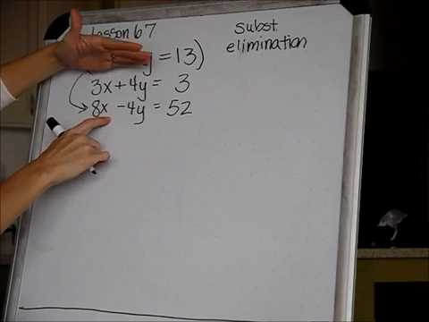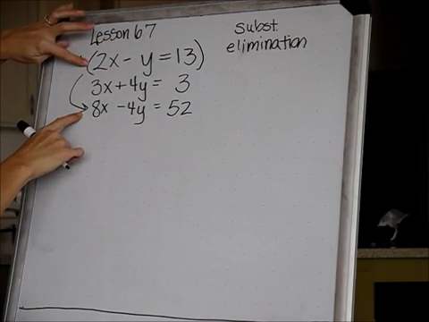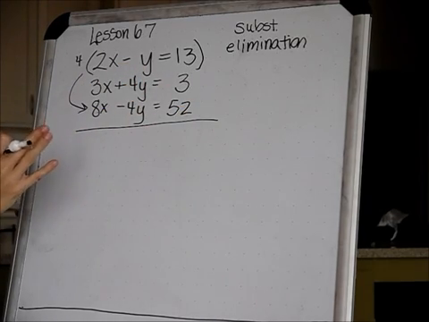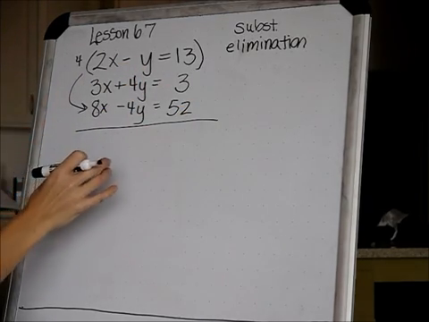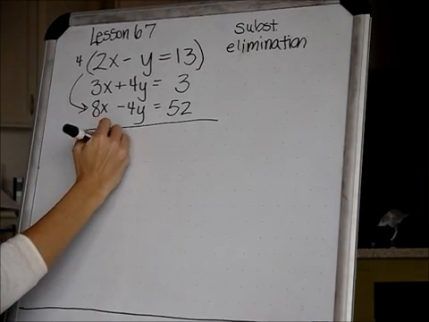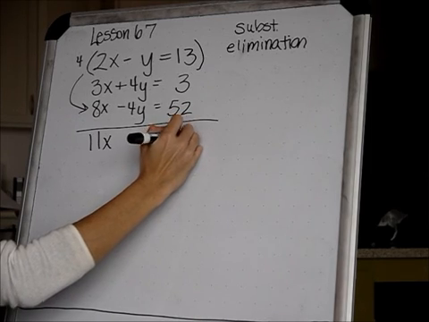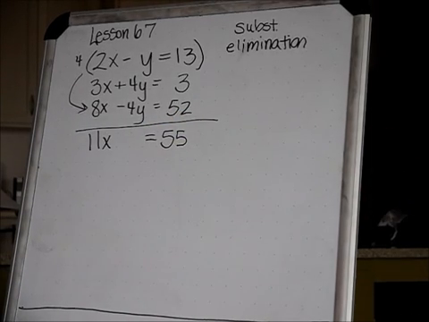So now we're looking at this. This is an equivalent equation of this. These are the same equation. So let's go ahead and add those like I said before. What did we just do? We eliminated y. Now we have 11x equals 55. Isn't that nice? In fact, I like this better than substitution. Sometimes it's faster.